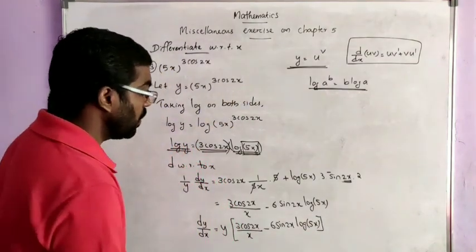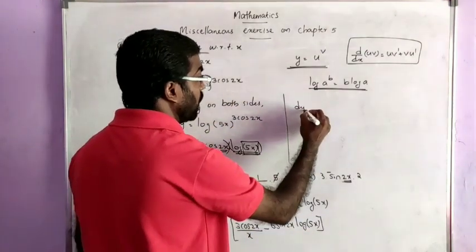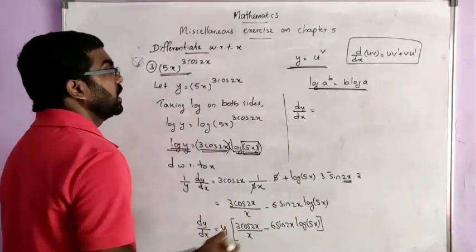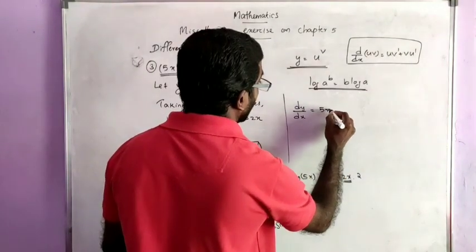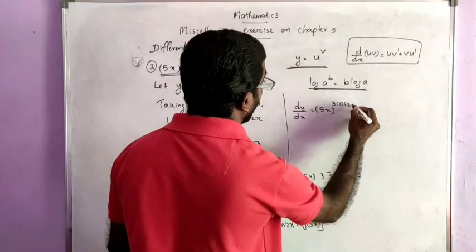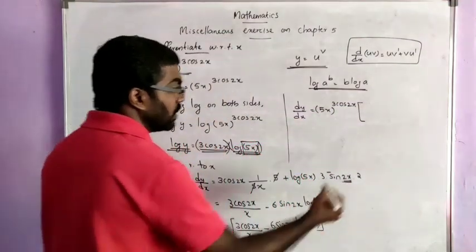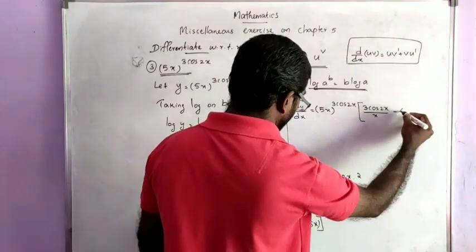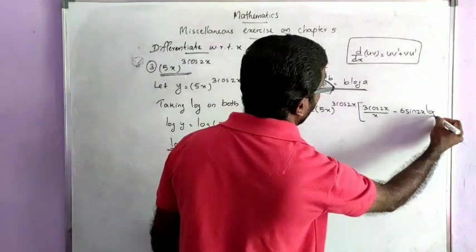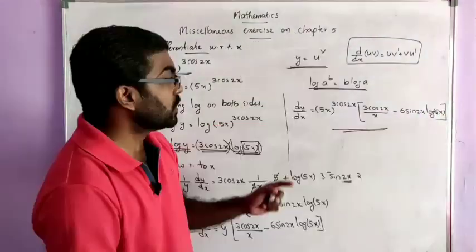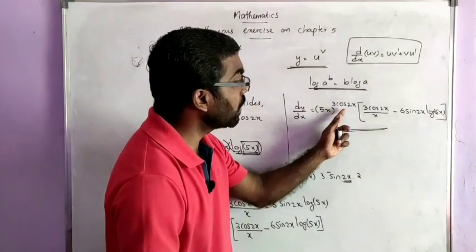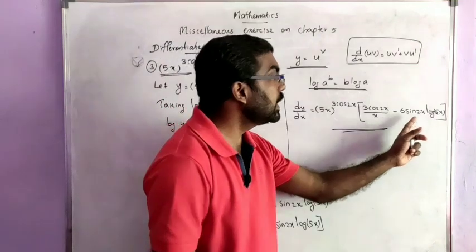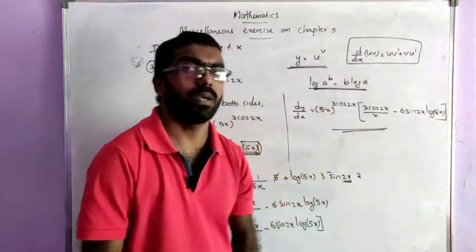Now we can replace the value of y, that is dy by dx is equal to, y means the question itself, that is (5x)^(3 cos 2x). So (5x)^(3 cos 2x) into this term, 3 cos 2x divided by x minus 6 sin 2x into log 5x. So dy by dx is equal to (5x)^(3 cos 2x) into [3 cos 2x divided by x minus 6 sin 2x into log 5x]. Understood?